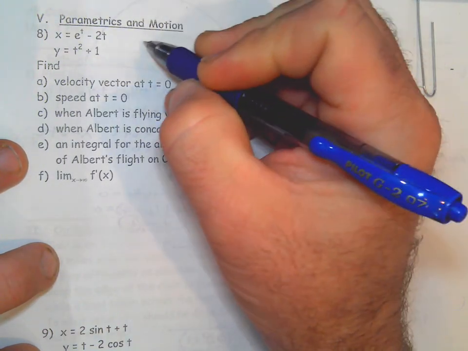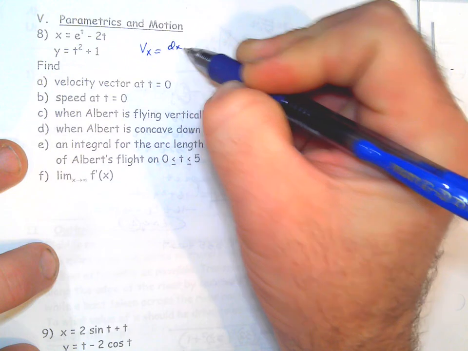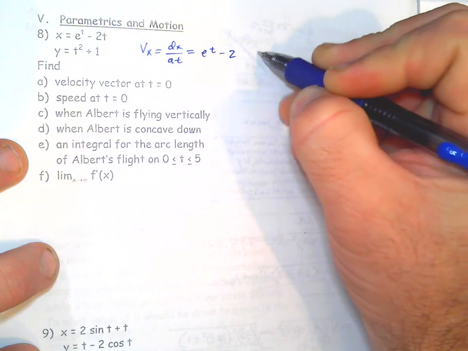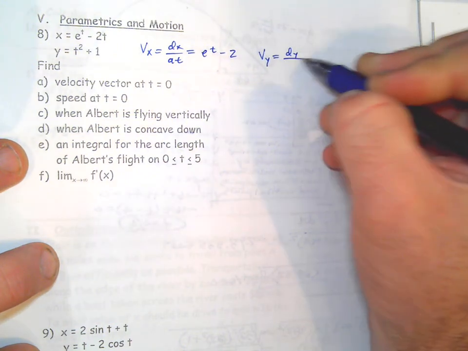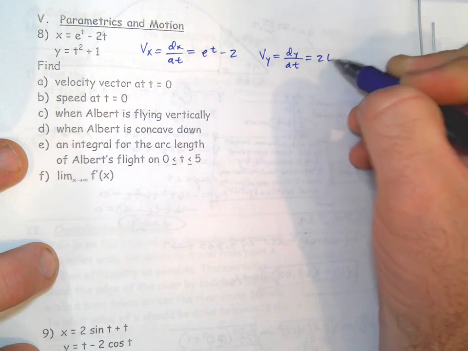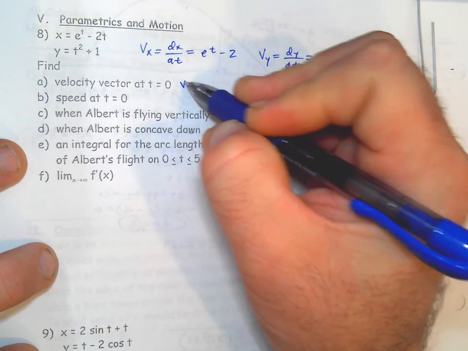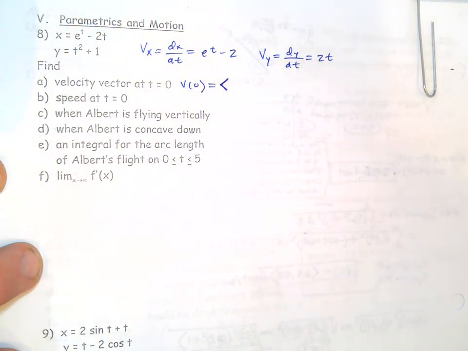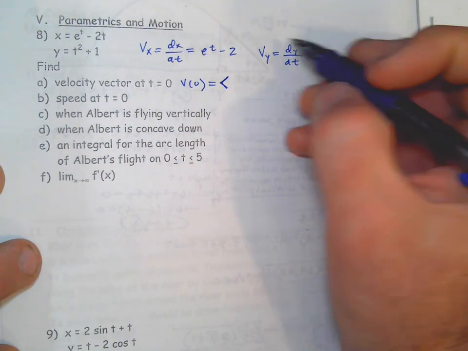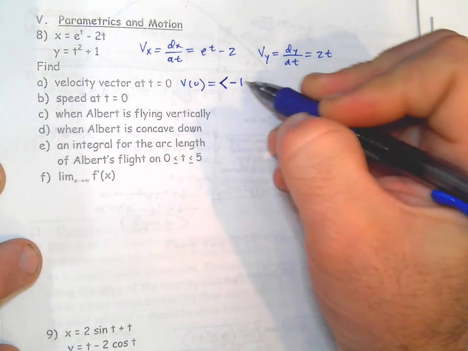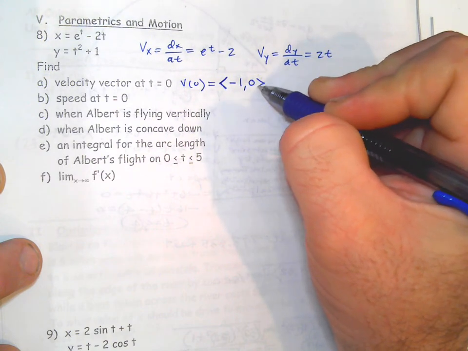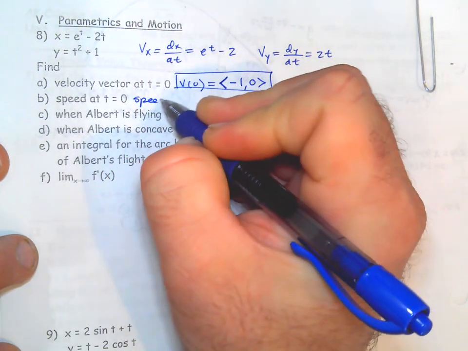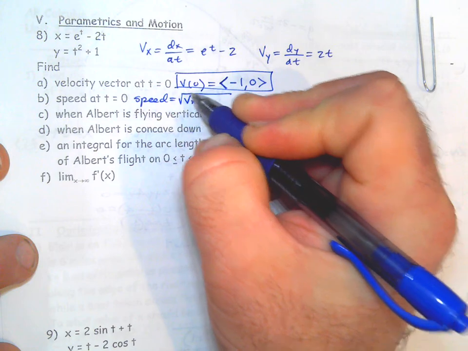So the velocity vector, Vx, is going to be dx/dt, which is e to the t minus 2. Velocity in the y direction is the derivative of y with respect to t, so it's going to be 2t. At time 0, plug 0 in here. Usually use these sharp braces. Plug 0 into x: e to 0 is 1, minus 2 is negative 1, and 0. That's your velocity vector.